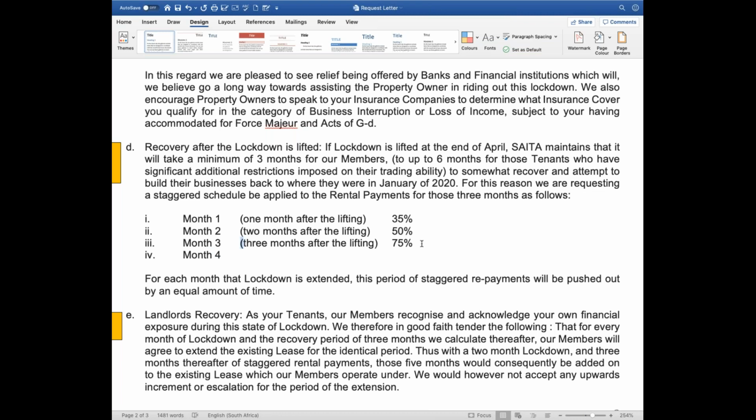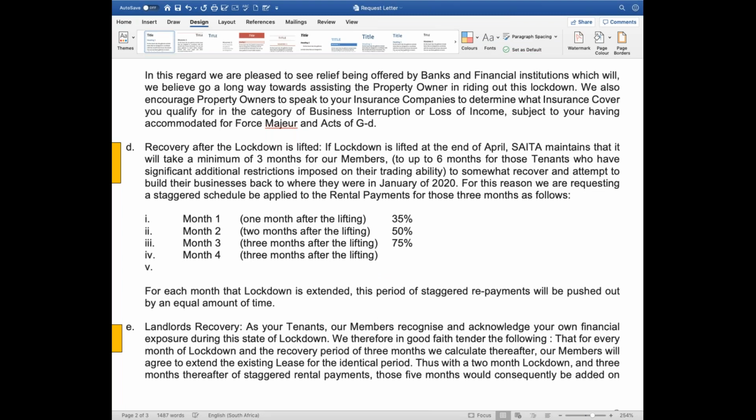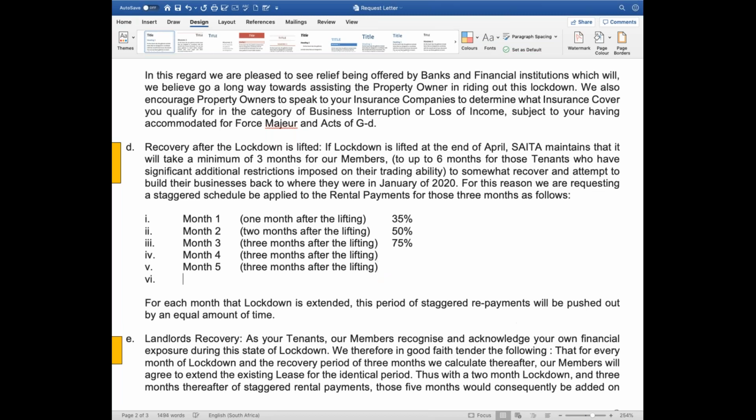So is it not better to say that we would be requesting a staggered schedule be applied for the rental payments, and leave it at that, and then let's see what the landlords come back with, instead of proposing all this stuff straight off the bat? It'll also give us a little bit more negotiation room to see where their standing is once they come back with it.